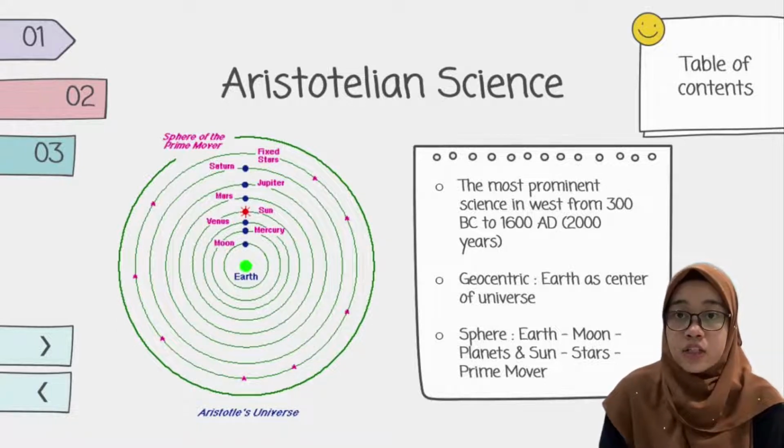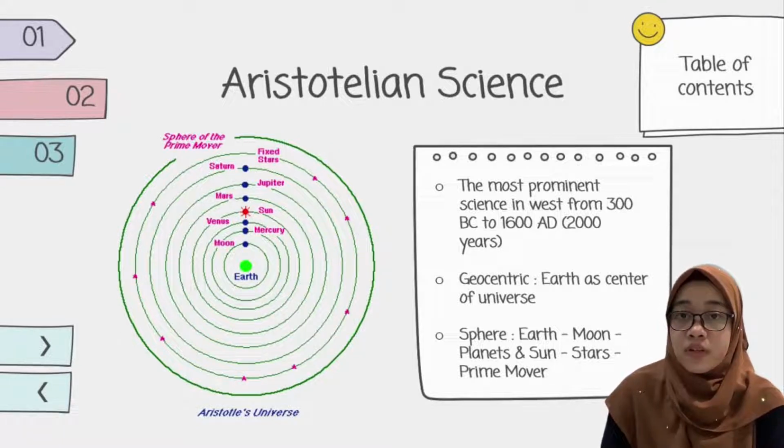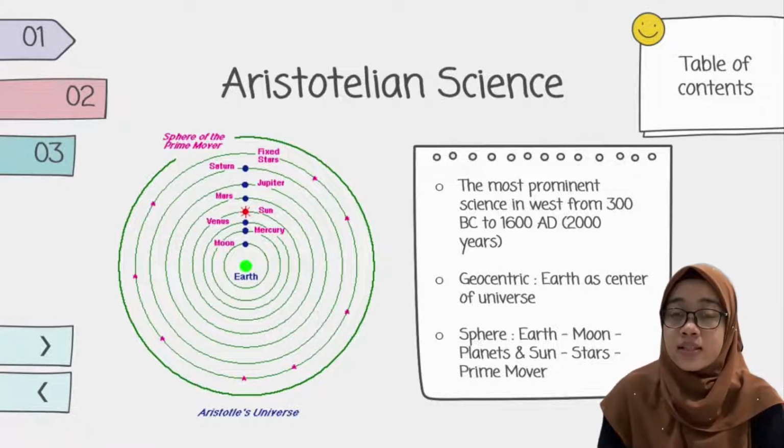This science adheres to the geocentric concept where the Earth is the center of the universe. It also states that Earth is a fixed object that does not revolve around the sun or spin on its axis. The universe's spherical arrangement is believed to start with the Earth, Moon, planets, Sun, stars, and lastly the prime mover, believed to be the heaven where God and angels live.